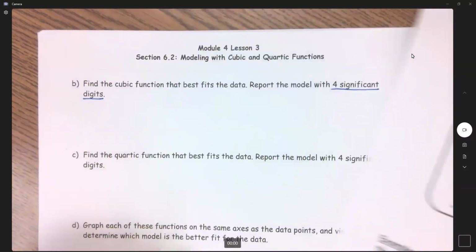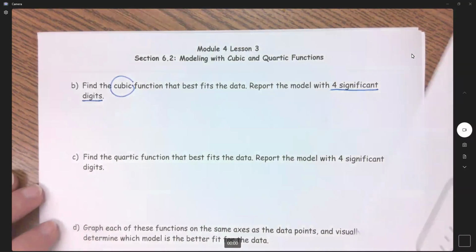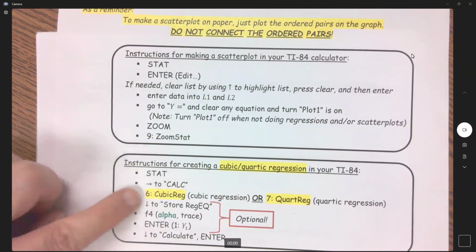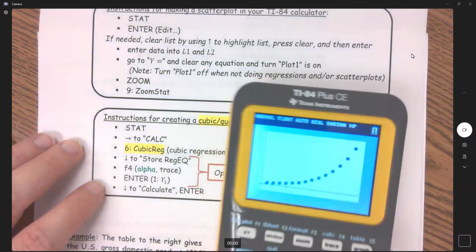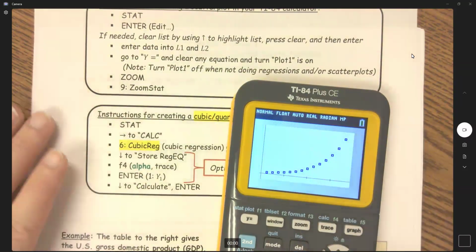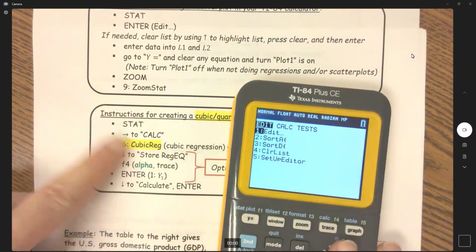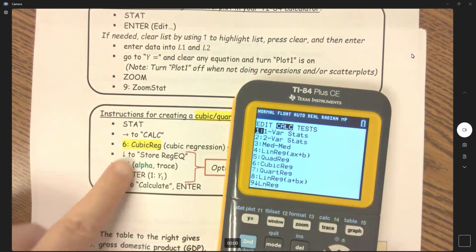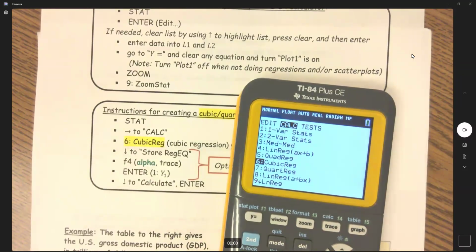Okay, so now we're following these steps here, and because it tells me specifically that it wants a cubic function, I want to hit number 6 here. Picking up right where we left off, we still have that scatter plot here. So now I'm going to go to stat. I need to arrow over here to calc. And now we will go down here to number 6. You can either punch in 6 or arrow down and hit enter.